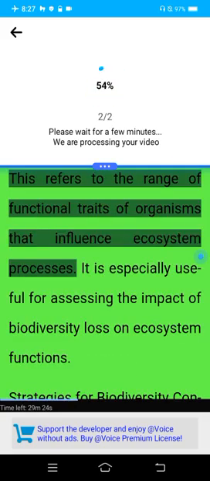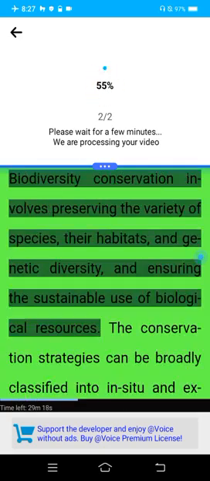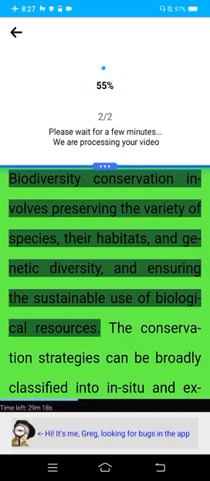Functional diversity. This refers to the range of functional traits of organisms that influence ecosystem processes. It is especially useful for assessing the impact of biodiversity loss on ecosystem functions. Strategies for biodiversity conservation. Biodiversity conservation involves preserving the variety of species, their habitats, and genetic diversity, and ensuring the sustainable use of biological resources.